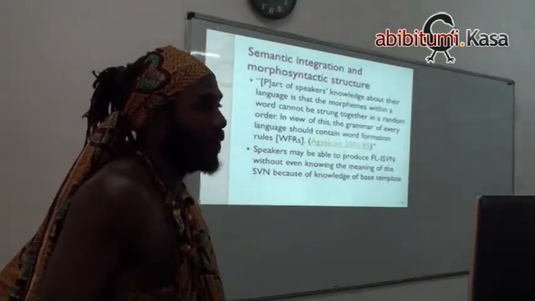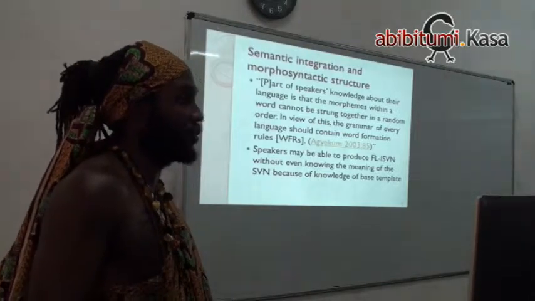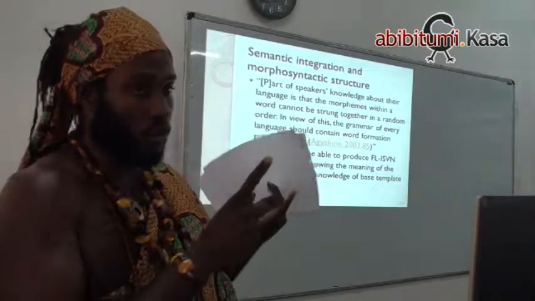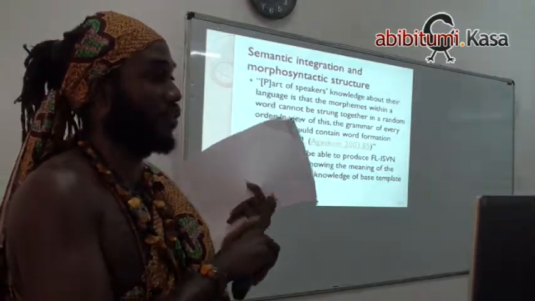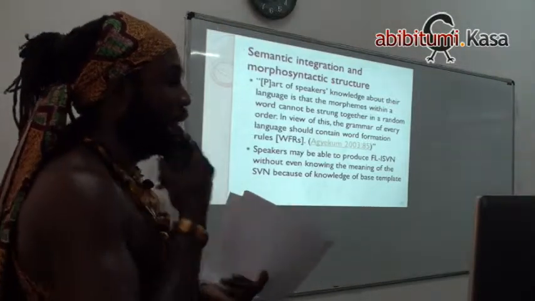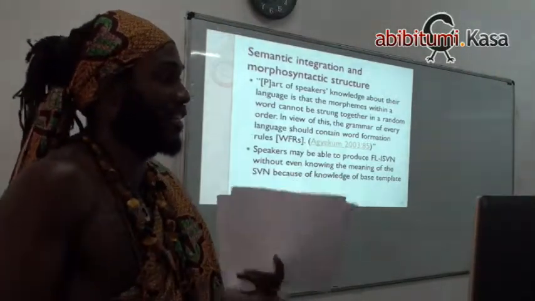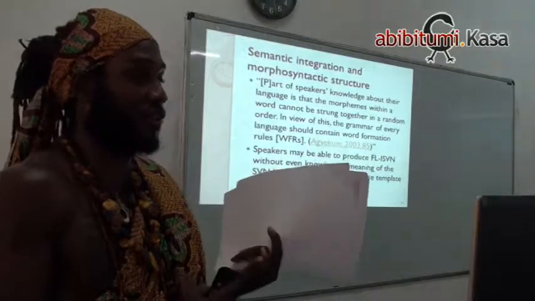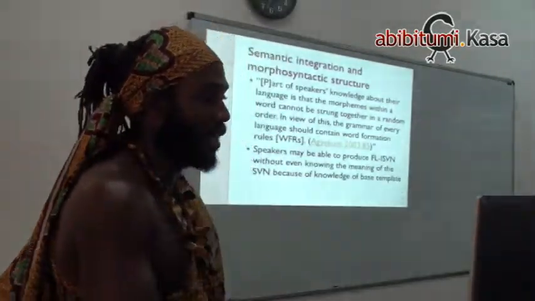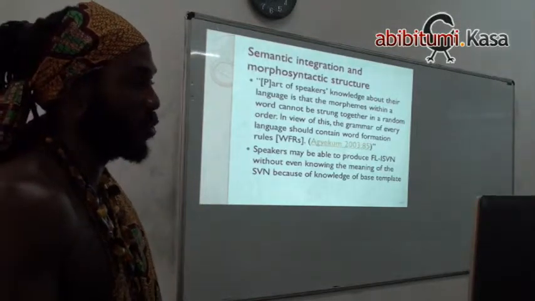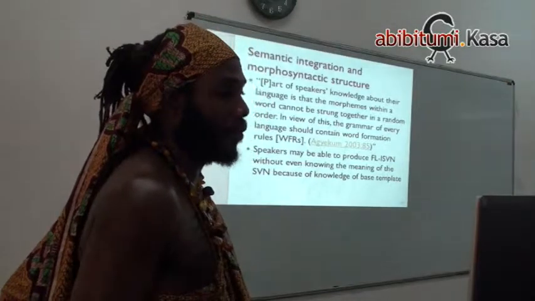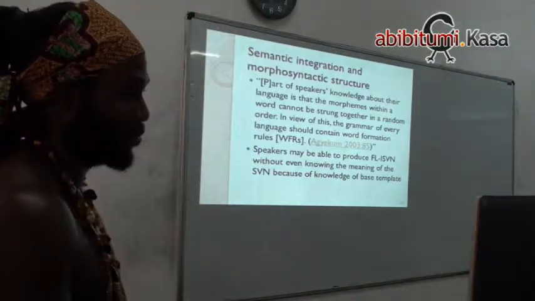Now let's deal with semantic integration and morphosyntactic structure. So far we've dealt with integration of the two or more verbs. We've also dealt with integration of the verbs and the relator noun that is also part of the construction. Now we're going into semantic integration and the actual morphosyntactic structure. Part of speakers' knowledge about their language, and this is coming from Ajikun 2003, is that the morphemes within a word cannot be strung together in a random order. In view of this, the grammar of every language should contain word formation rules.